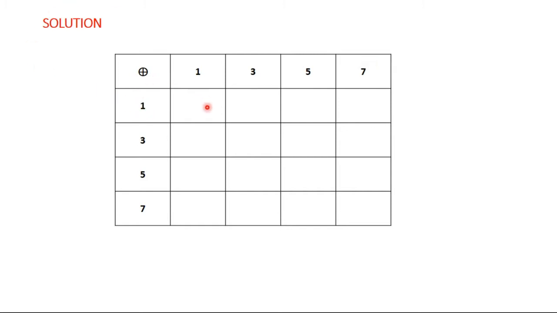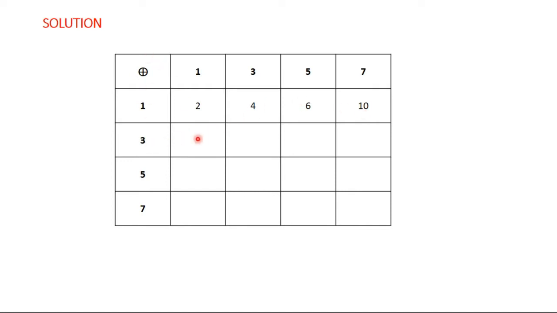1 plus 1 is 2. 2 in base 8 is 2. 1 plus 3 is 4. 4 in base 8 is 4. 1 plus 5 is 6. 6 in base 8 is 6. 1 plus 7 is 8. 8 in base 8 is 1 remainder 0.